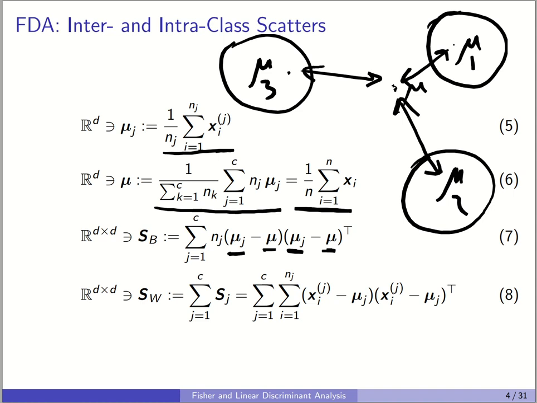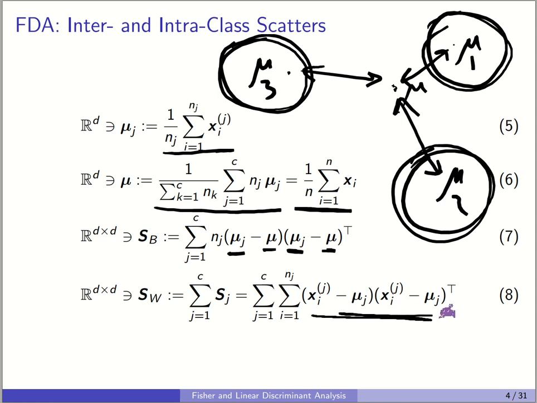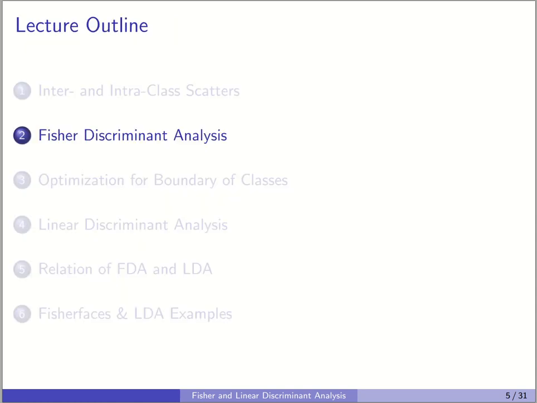SW is the scatter or variance within classes. So the more spread each of these classes is, the more SW we have. SW is the summation over classes of the variance of each class, how spread the cloud of each class is. And we are going to use this.